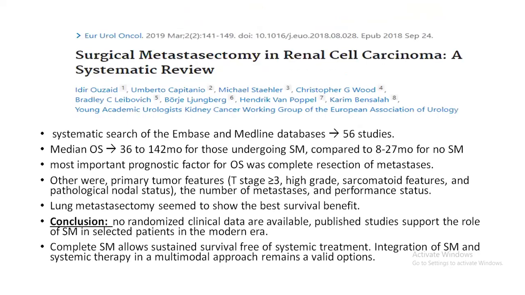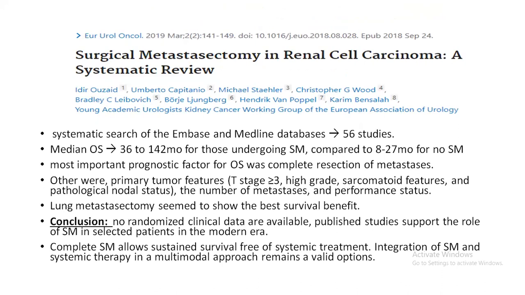Another article, published in European Urology in 2019, looked at surgical metastasectomy in RCC. It was again a systematic review. They looked at the median overall survival in the patients. It was around 36 to 142 months for those who had the surgical excision, compared with 8 to 27 months for those who didn't have the surgical excision.